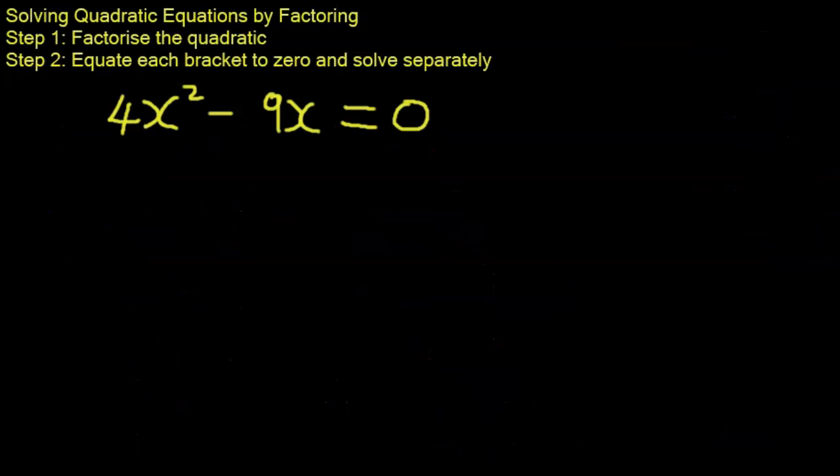Let's look at another one. 4x squared minus 9x is equal to 0. Notice this does not have a c value. We have an a value, we have a b value. A is 4, b is negative 9. And when there's no c value, we can always just go straight ahead and factorize. The highest common factor for 4 and 9 is 1, and for x squared and x is x. So the common factor here is 1x.